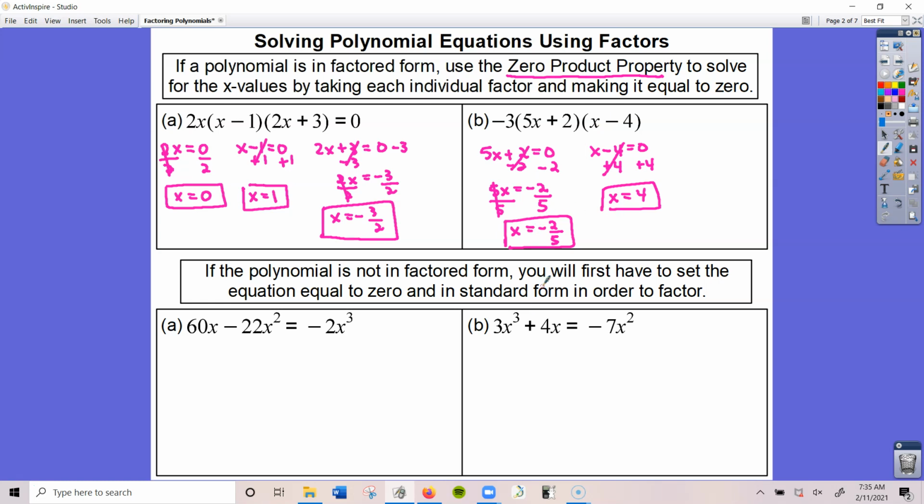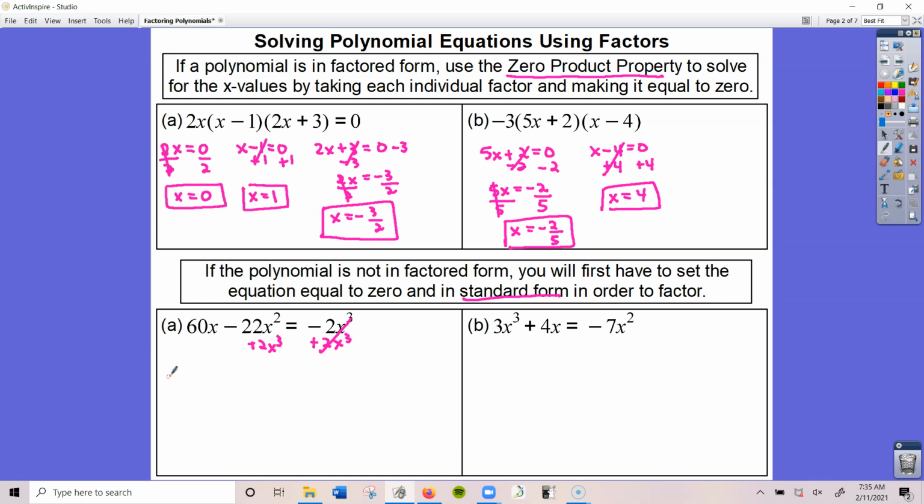Now, if your polynomial is not in factored form, as you can see here, this is not factored because I don't have those individual parentheses, we will first need to make the equation equal to 0, make sure that it is in standard form first, and then we would factor. So let's try that out. I'm going to add the 2x to the third over to the other side, so that it equals 0.